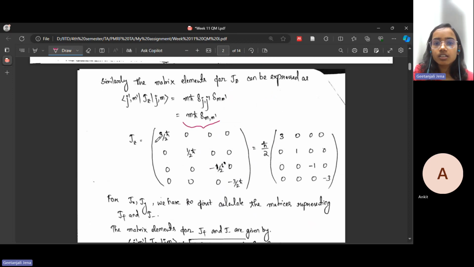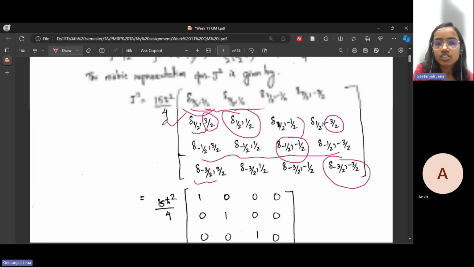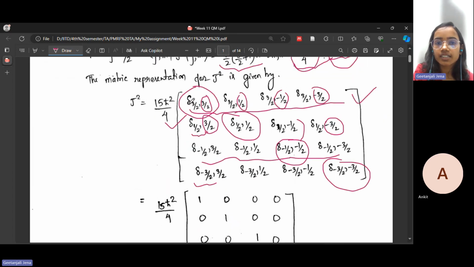So here also only the diagonal elements are non-zero and the off-diagonal elements are zero. If you see the first diagonal element, it will be δ for 3/2 and 3/2, right? So let me change the color.